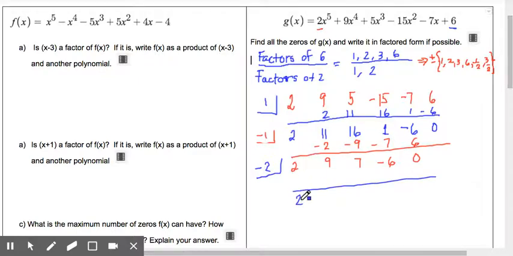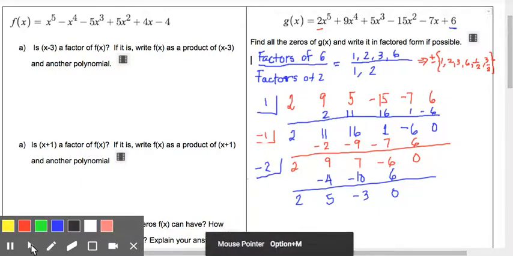So let's bring down 2. 2 times negative 2 is negative 4. 9 minus 4 is 5. 5 times negative 2 is negative 10. 7 minus 10 is negative 3. Negative 3 times negative 2 is positive 6. Negative 6 plus 6 gives us 0. Yay, we found another 0. Negative 2 is the third 0 that we found.